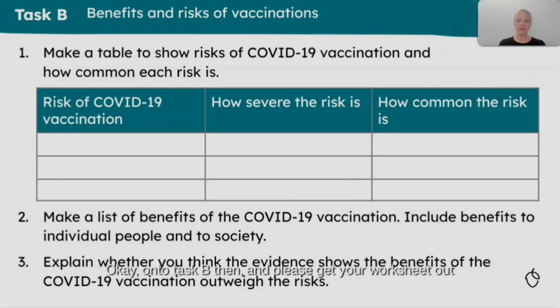Okay, on to task B then, and please get your worksheet out because you can record your answers on there. Number 1, make a table to show the risks of COVID-19 vaccination and how common each risk is. There's a table there for you to record your results. Number 2, make a list of benefits of COVID-19 vaccination. Include benefits to individual people and to society. Number 3, explain whether you think the evidence shows the benefits of the COVID-19 vaccination outweigh the risks. I'll give you a moment to think about it, but if you need more time, please pause the video.